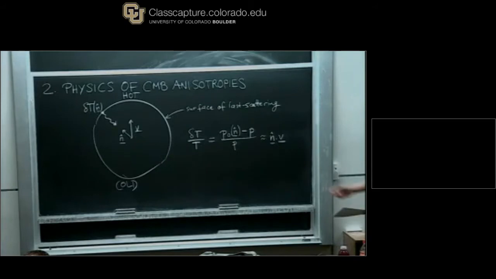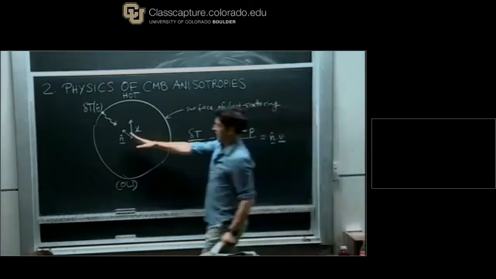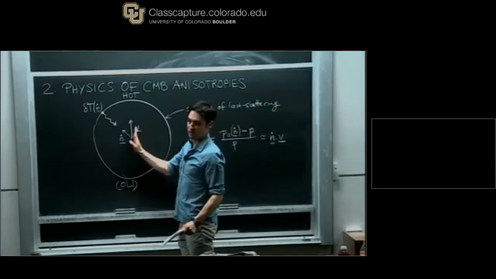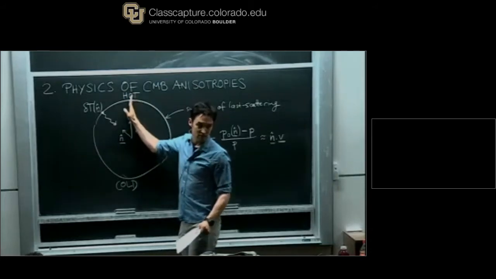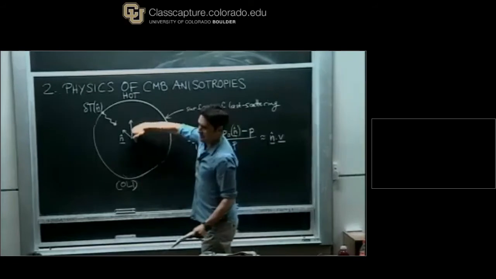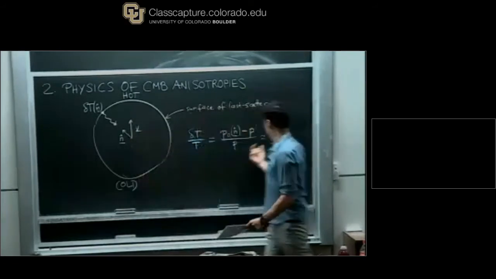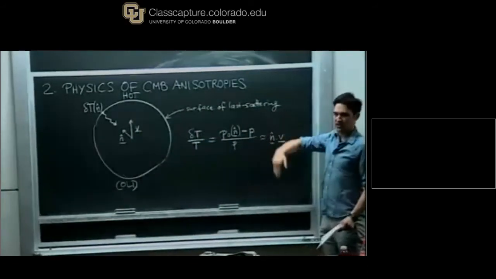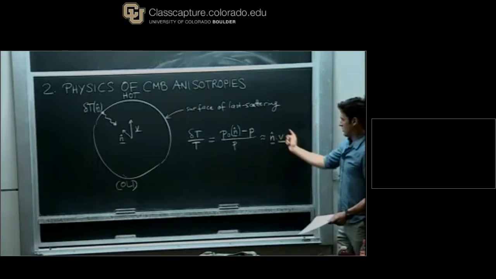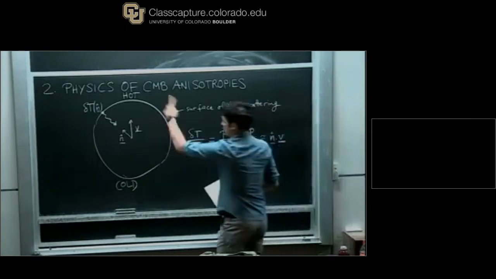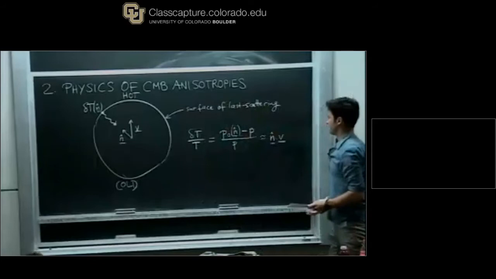Okay? And we can check the sign. If n and v are aligned, we get positive, so we get a hot spot and a larger temperature. If n and v are anti-aligned, we get a negative sign in this dot product, and so we get a decrement in the temperature. So that's the right expression, and it has the dipolar structure: for arbitrary angles, it will vary like a cosine.